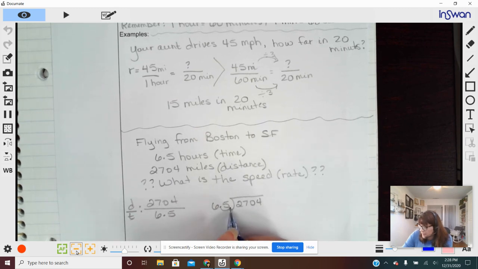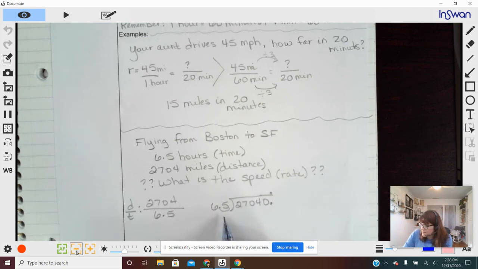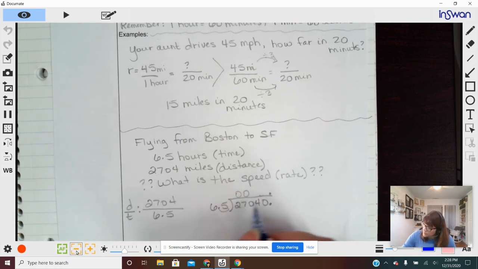Okay. So we have 6.5 into 2704. I'm going to move that decimal place as I should. Okay. 65 doesn't go into 2 or 27. Oh, but it would go into 270, right? How many times? Well, 4 times 5 is 20. 4 times 6, 24, 26. Ooh, that was pretty close. Good.